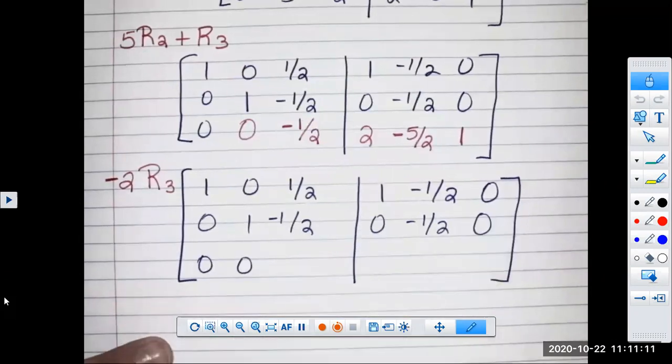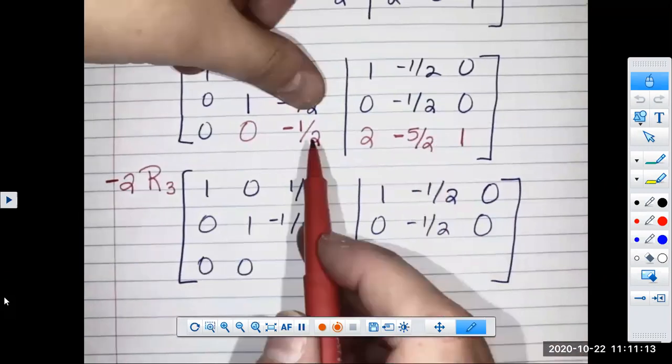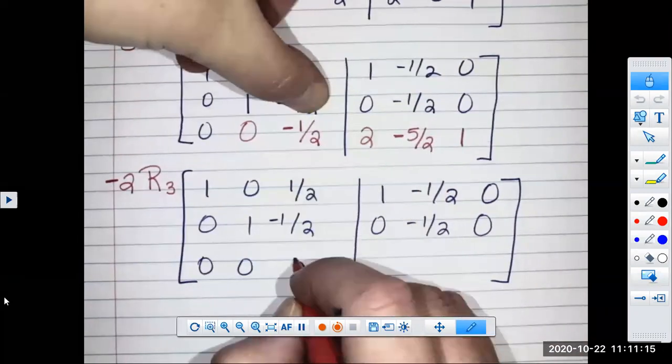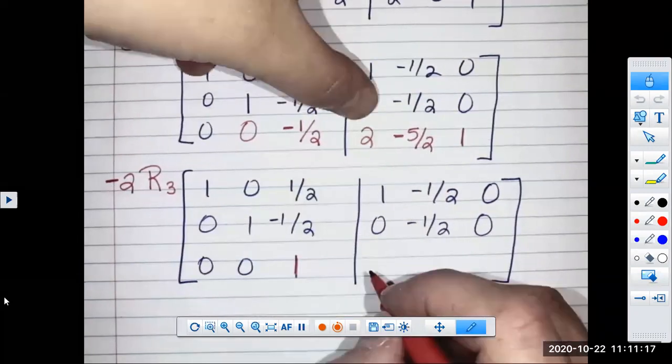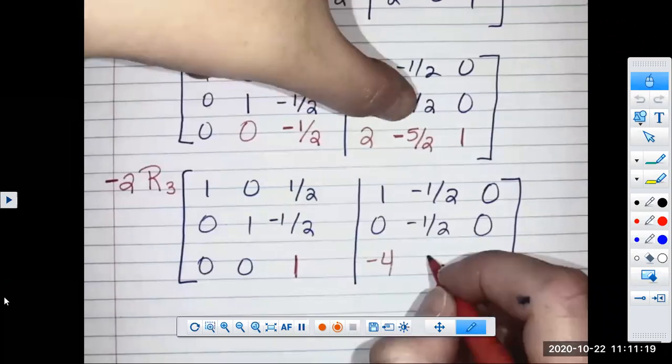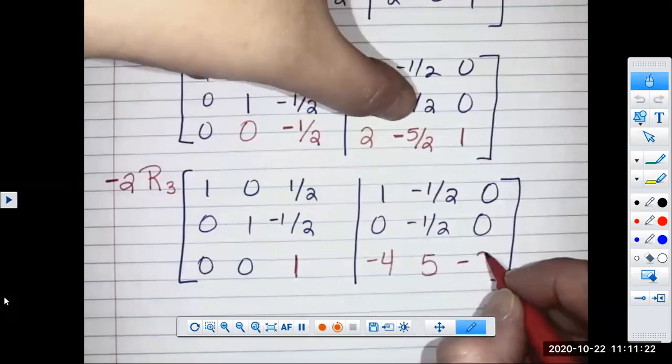All right, go through and multiply everything by -2. This will give you +1. This will give you -4, +5, and -2.